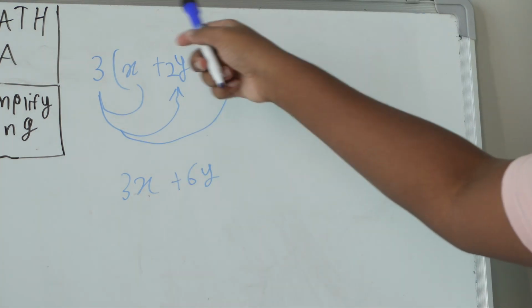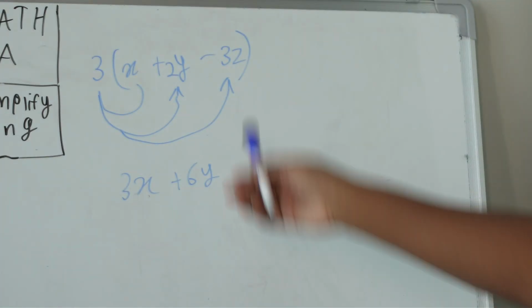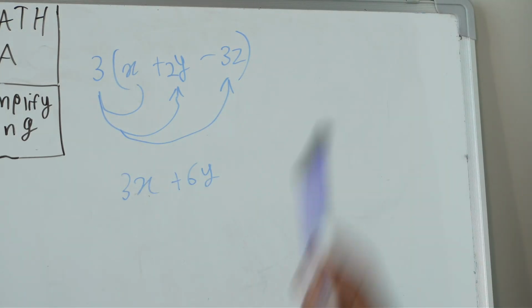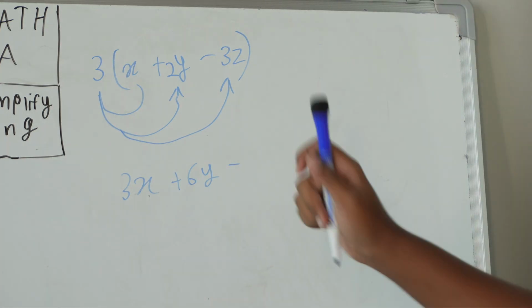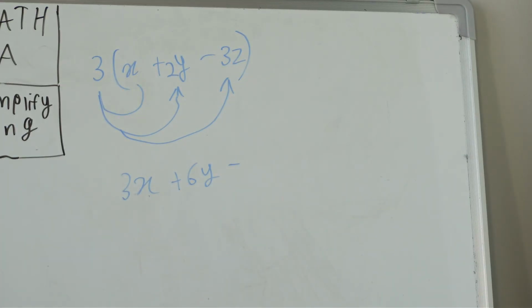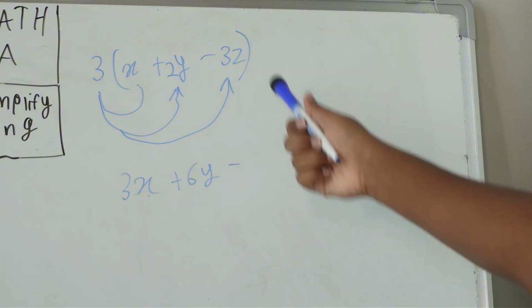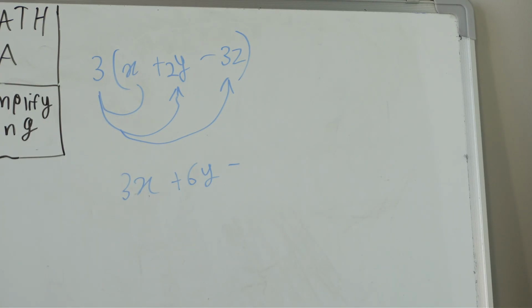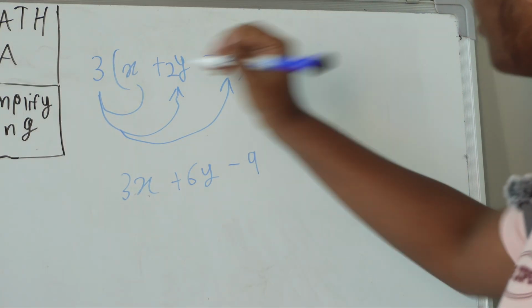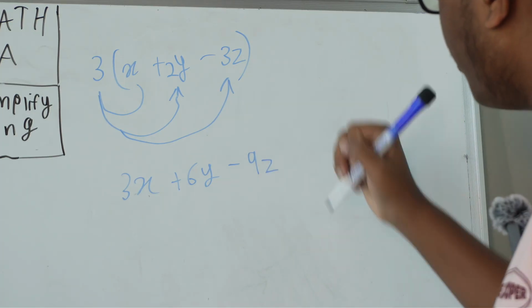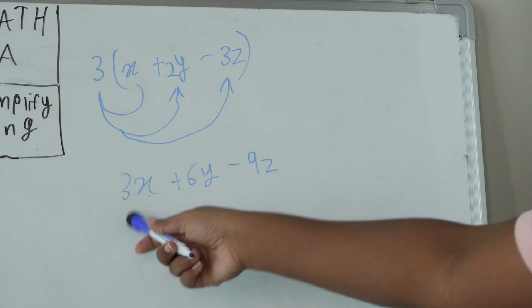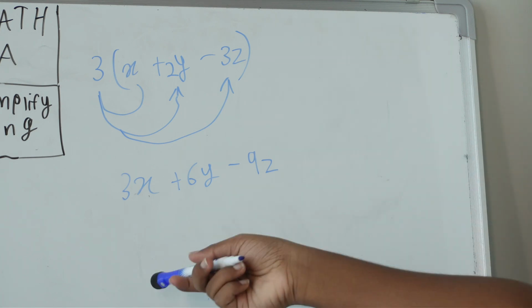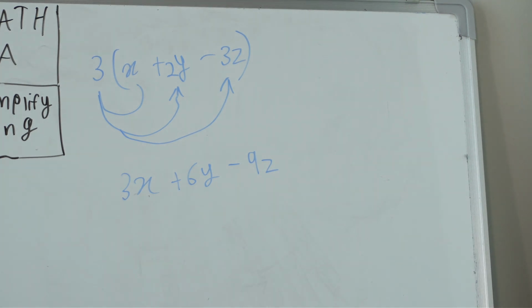And plus 3 times plus 2 is plus 6. Now, 3 times minus 3. Plus and minus multiplied together make a minus, so we know this is going to be a negative value. And 3 times minus 3 is the same as 3 times 3, but put a minus sign in front. And 3 times 3 is 9. And since there is no other variable to multiply, we get 9z. So we have the final answer of this is 3x plus 6y minus 9z.